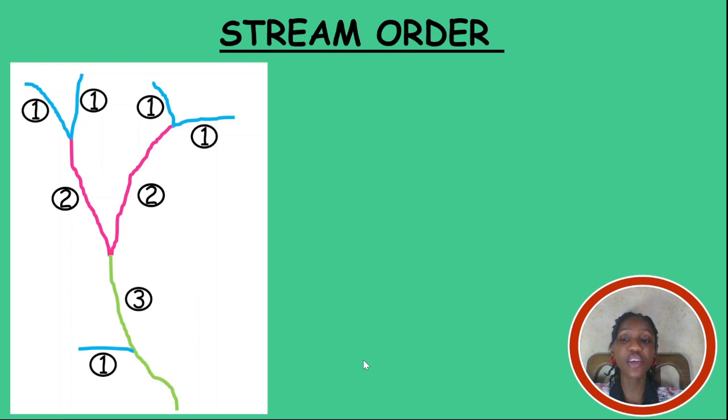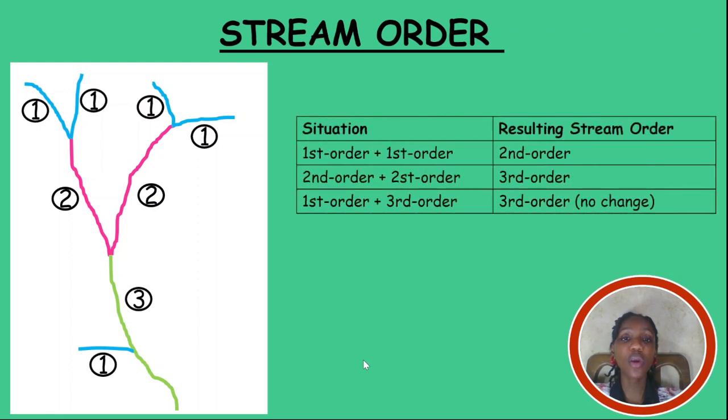The only way it can change is if it meets another third order stream, and then they will combine to become a fourth order stream. So in summary, we have a first order stream plus a first order stream giving us a second order stream, second order plus second order giving us third order. Or if a first order were to join with a third order, it will still remain a third order. There will be no change at all.